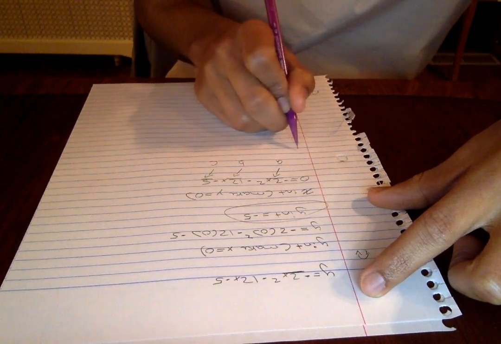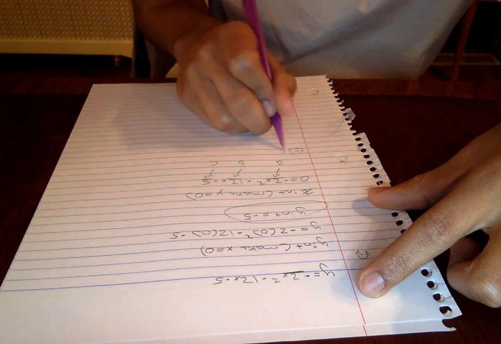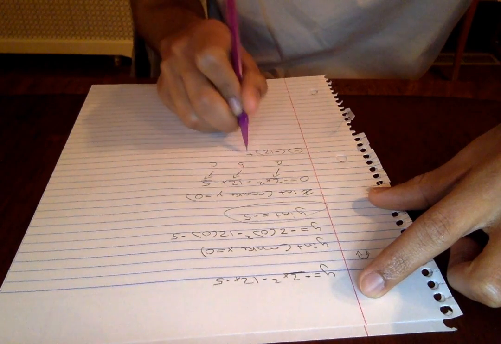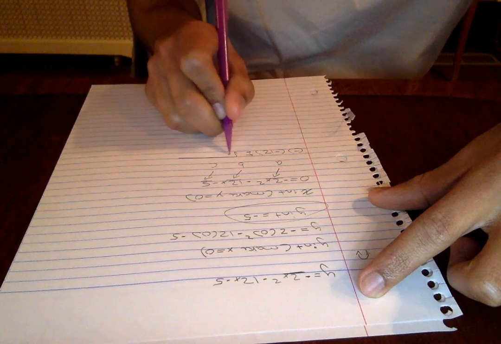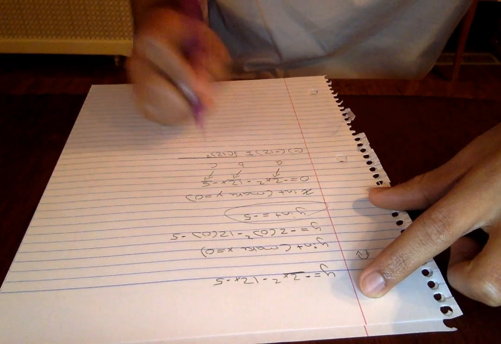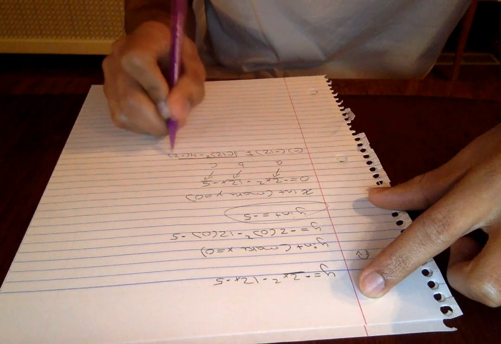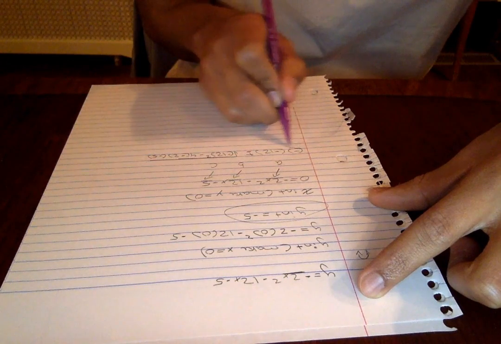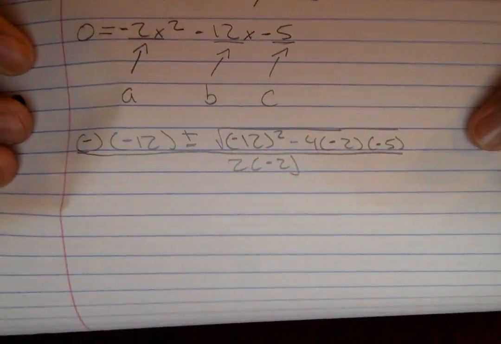Now we're going to plug in all our information to the quadratic formula. So, it should read this way now. Negative 1 times negative 12 plus or minus square root of negative 12 squared minus 4 times negative 2 times negative 5, and all of that over 2 times negative 2. Should be written this way.